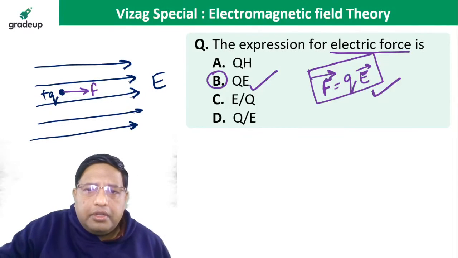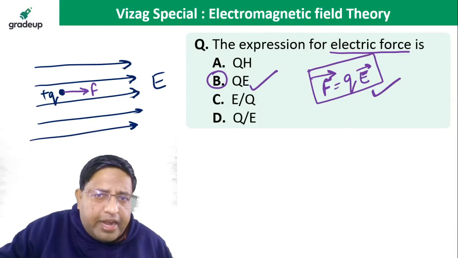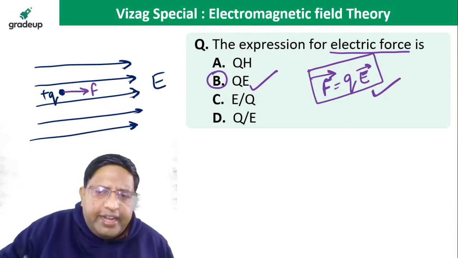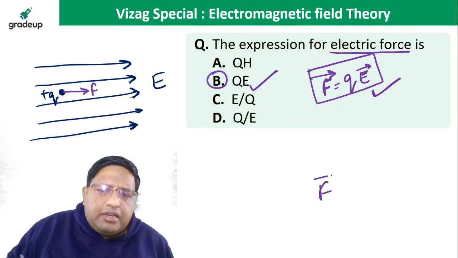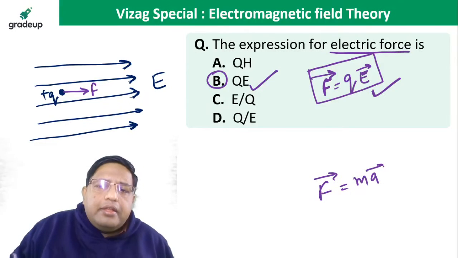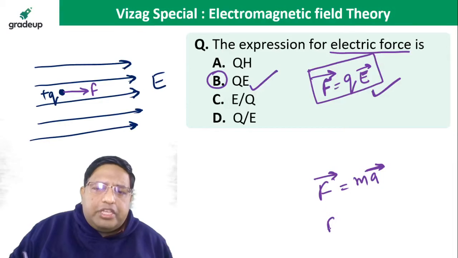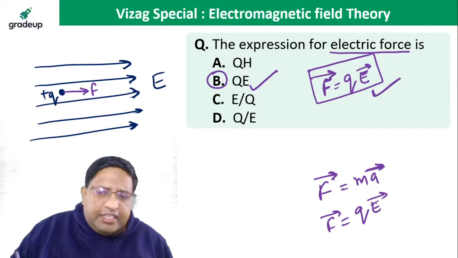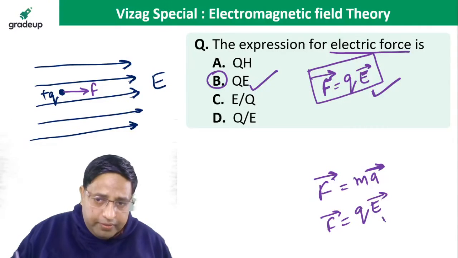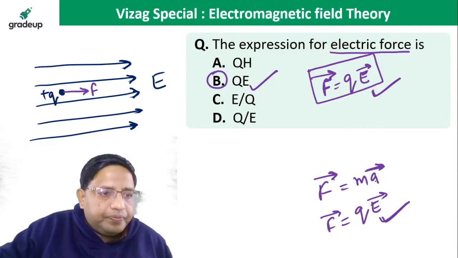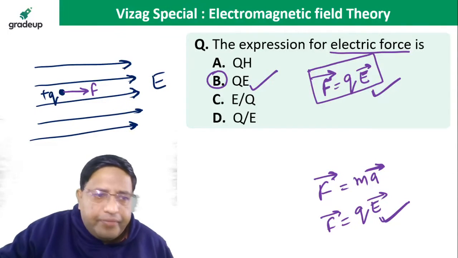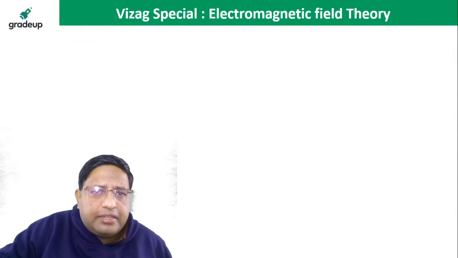Force is equal to Q multiplied by E. It is the same as the mechanics equation, force is equal to ma. The direction of the force in mechanics is the same as the acceleration vector. Similarly, F is equal to QE in the electric field. If the Q charge is placed in the electric field, force is equal to QE. So the correct answer is B, not C. Vanilla, you should check your answer.